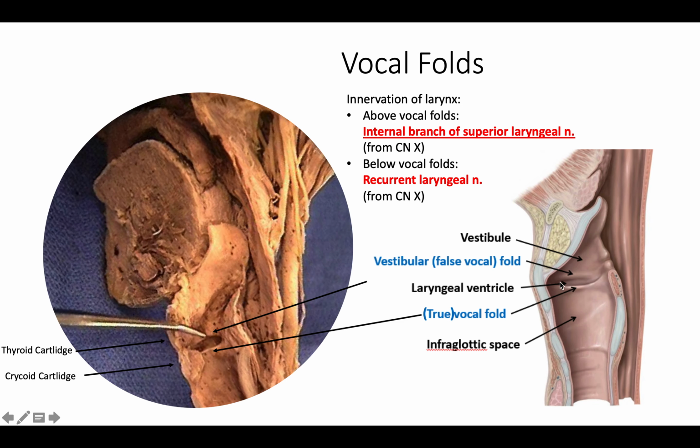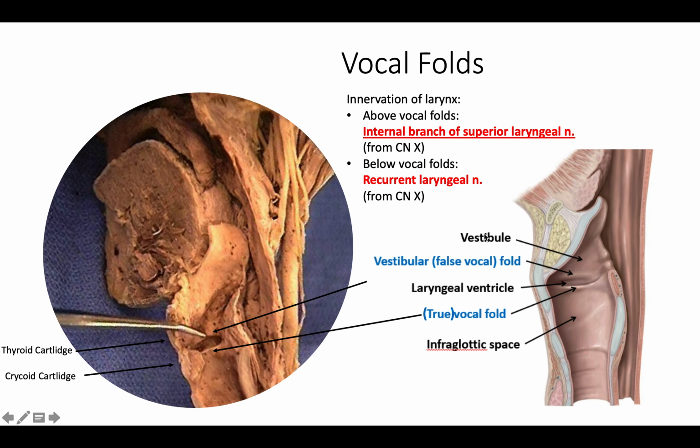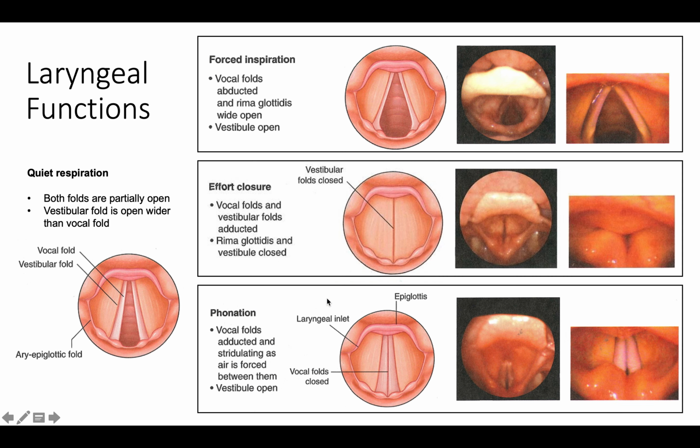And then the glottic area is going to be between our true vocal folds. And we'll see that right here. So rima glottidis is that area between. So we know that infraglottis is going to be below that. Rima glottidis is the area between the vocal folds. Rima vestibuli is between the vestibular folds. And you can see that here in this picture, and right here's the epiglottis. So here's just some more functions. If we force inspiration, effort closure, phonation, just more for you to look at.